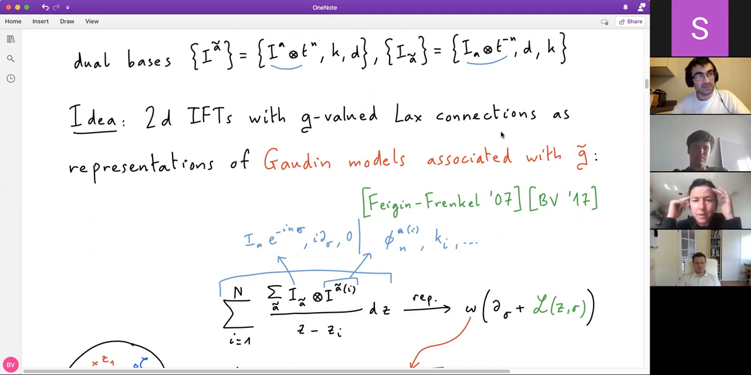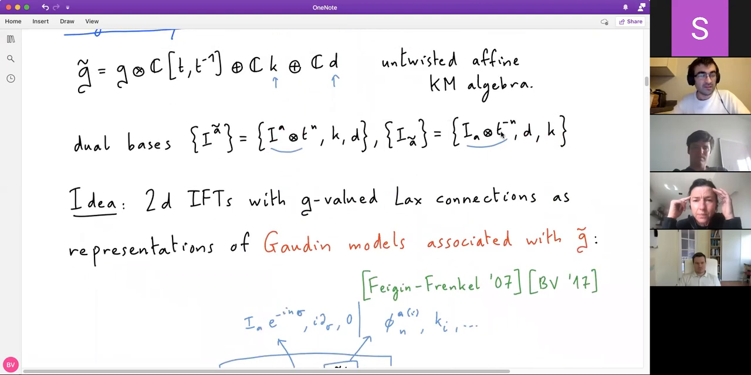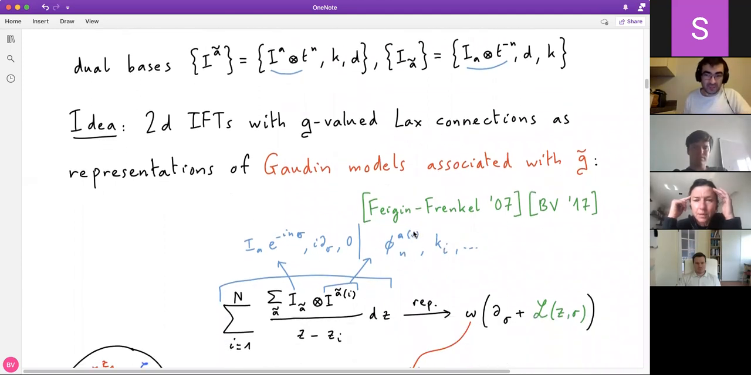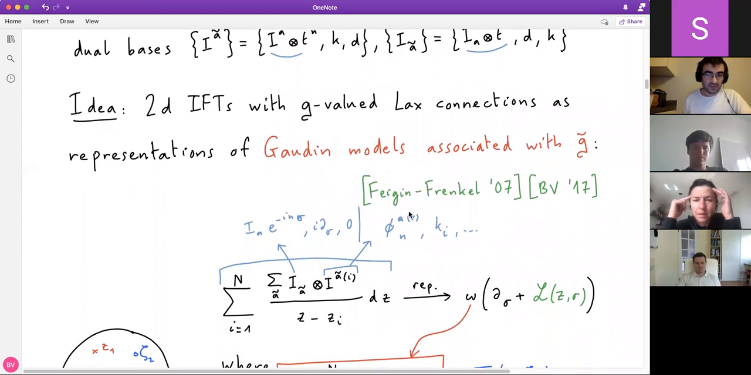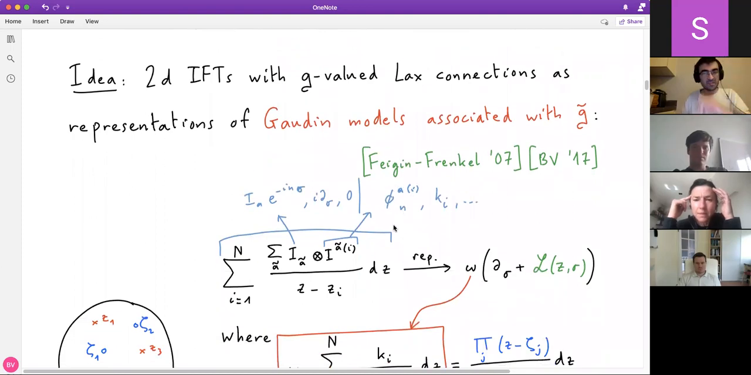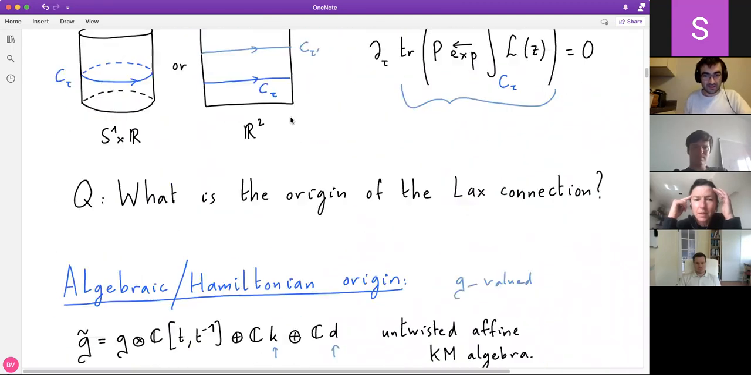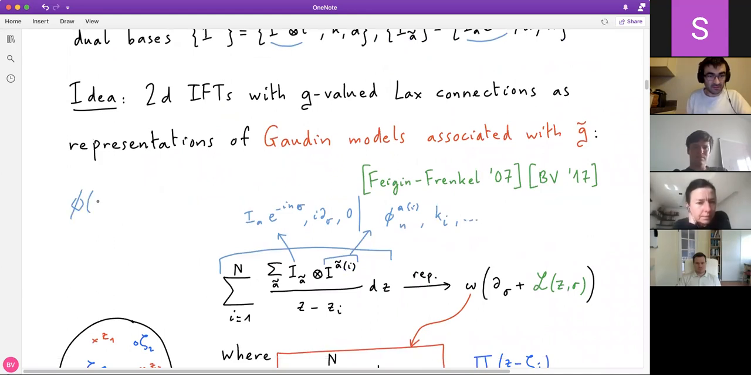I'm thinking here really of fields that have Fourier modes which satisfy commutation relations, which are those of a Kac-Moody algebra. So let's say I take the simplest example, sine-Gordon theory. I have these fields phi and pi, which are fields on the circle, and they satisfy this canonical commutation relation, delta of sigma minus sigma prime.